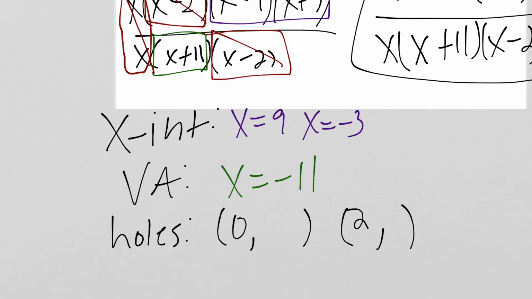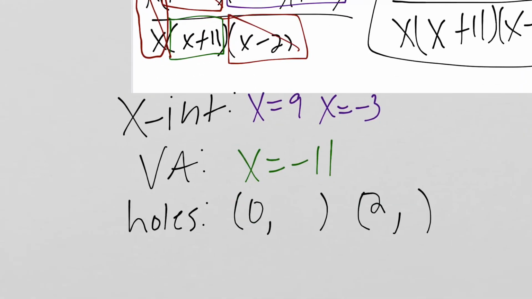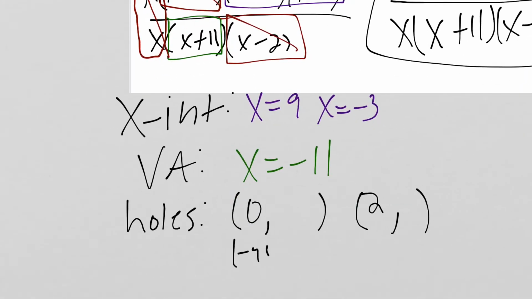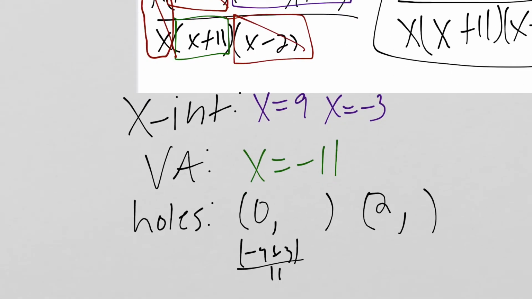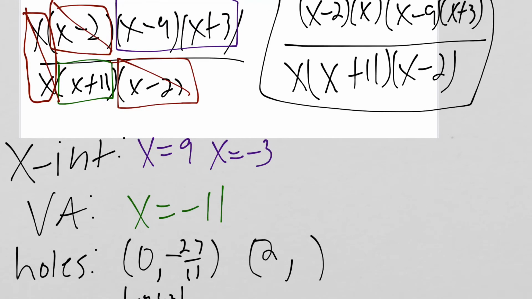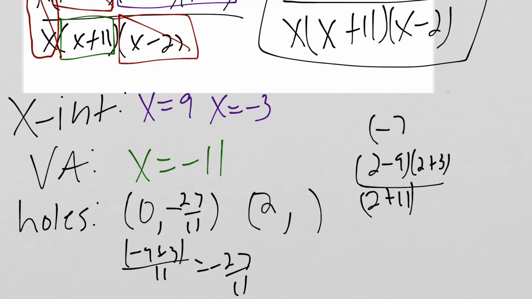So first, when we plug in 0, we're going to get negative 9 plus 3 on top, and then on bottom, we're going to get 11 because we're just replacing all the x's with 0. So that's negative 27 over 11. Let's just go ahead and leave it like that as that fraction. Now what happens when we plug in x equals 2? We get 2 minus 9 times 2 plus 3 over 2 plus 11. So that's negative 7 times 5 on top, and then 13 on bottom. So that's negative 35 over 13. Again, we'll just leave it like that.